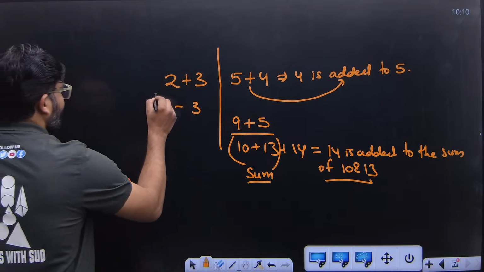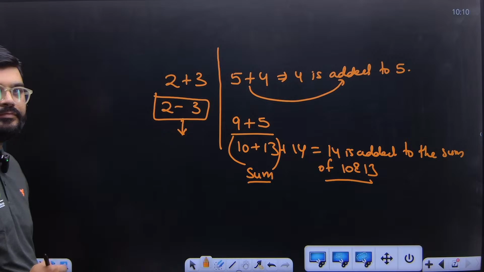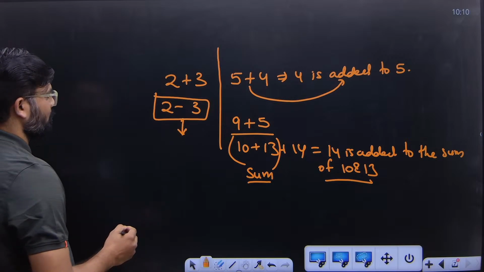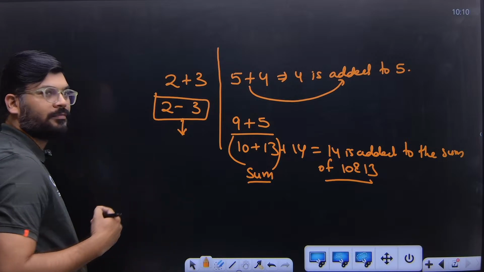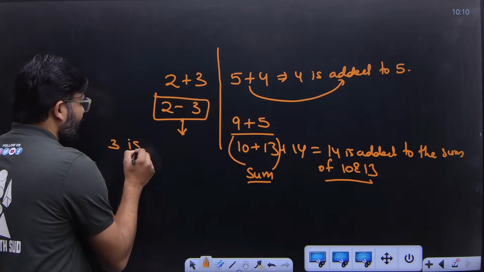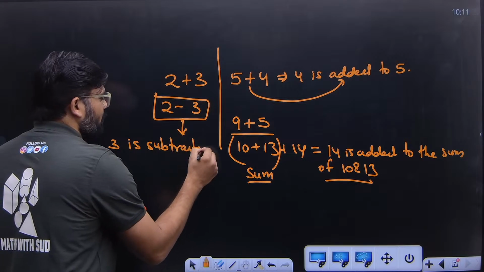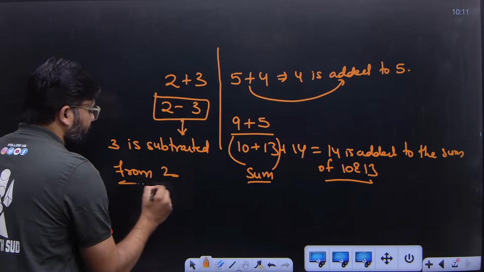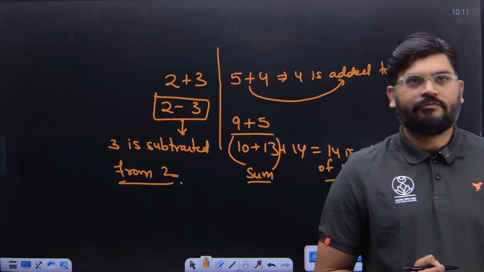Now, how will you say this? 4 is subtracted by 2. No, where is 4? Oh no, sorry. 3 subtracted by 2. Okay, subtraction is not said with "by". In subtraction we use the word "from". 3 is subtracted from 2. Write this down. 3 is subtracted from 2.